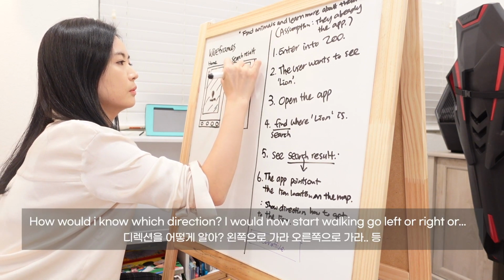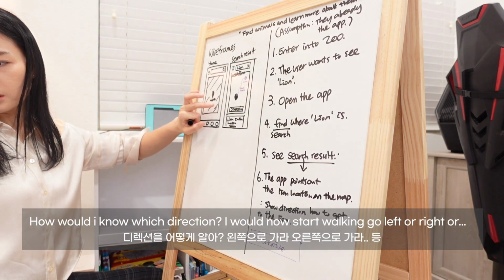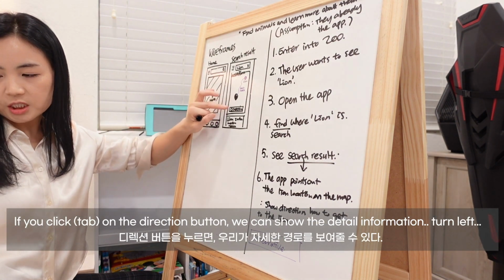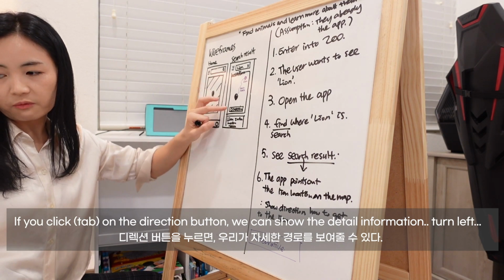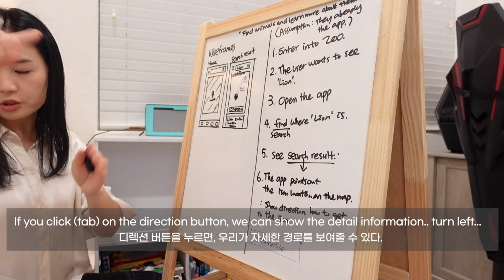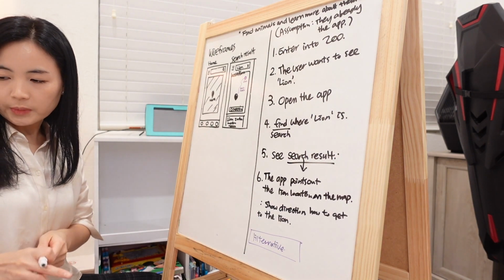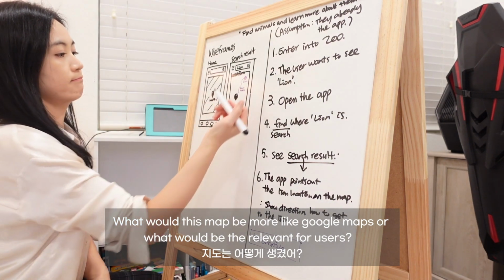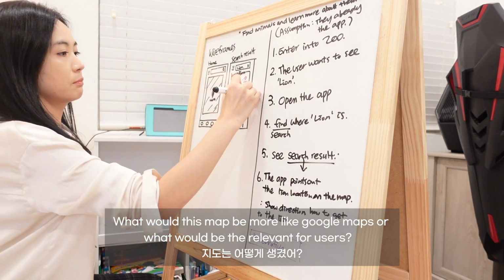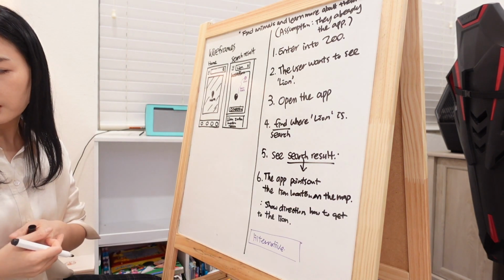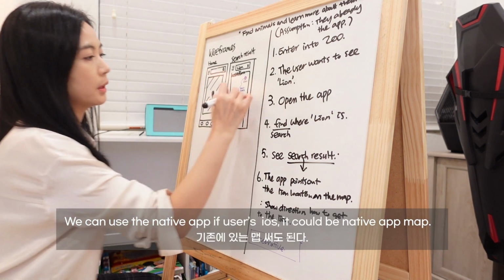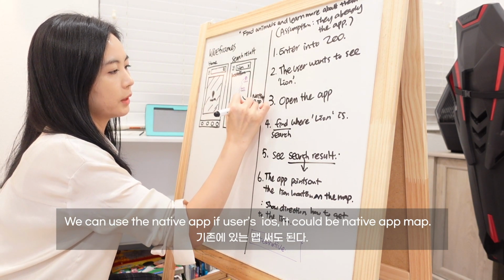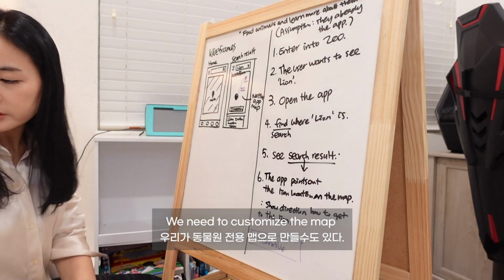And how would I know which direction I should start walking? Should I go left or right, or should I go back? So if the user clicks on the direction button, we can show the detailed information. Turn left, where we can show the text. Okay. And would this map be more like Google Maps, or what would be relevant for users? We can use the native app. If the user is on iOS, it could be the native app map, right? Okay. Or we can customize.